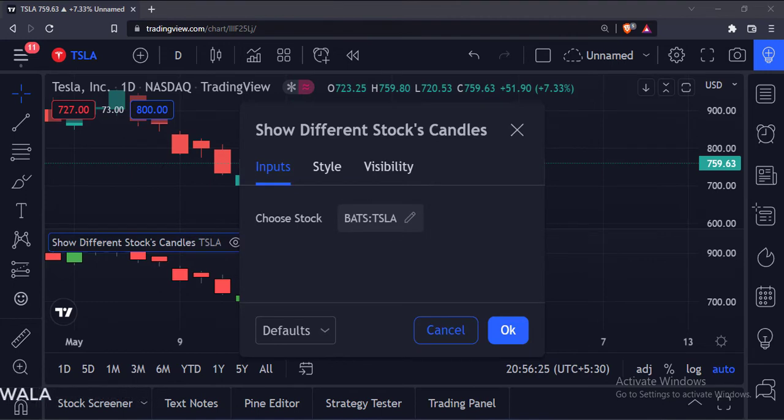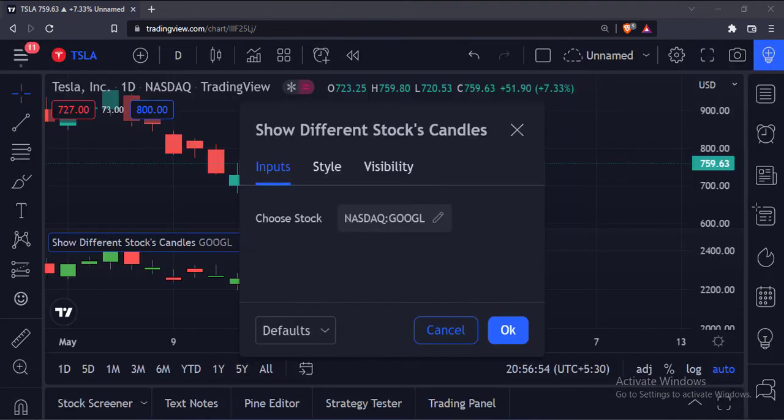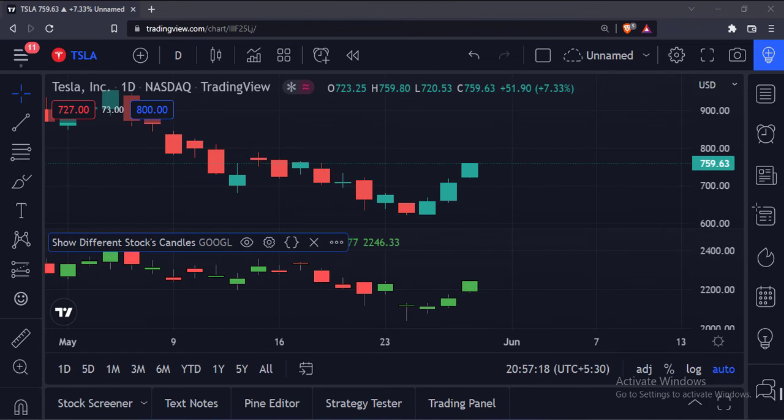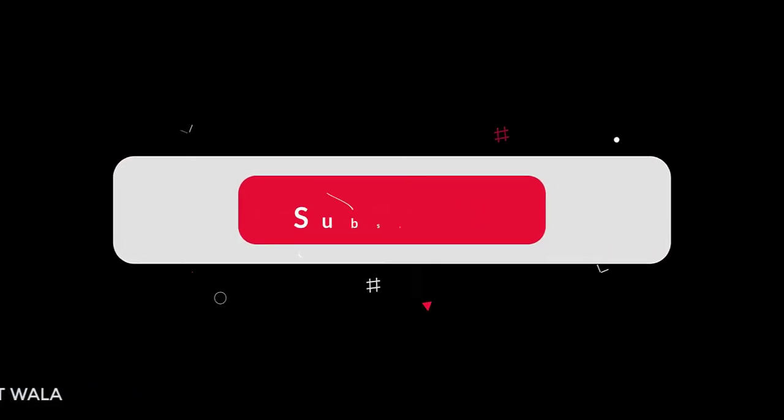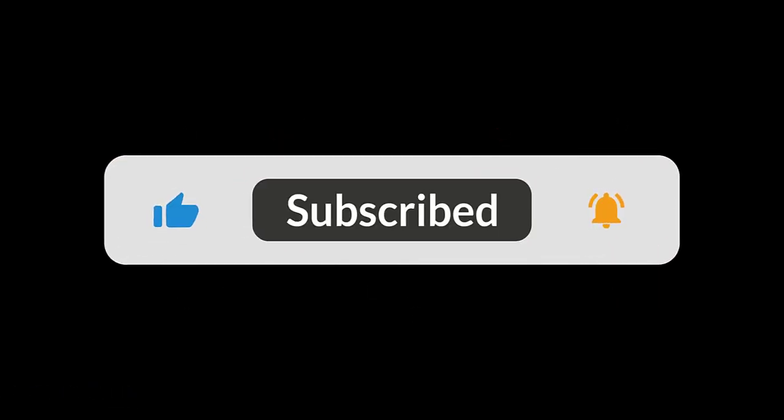Now, let's choose a different stock. As you can see, now we are seeing Google's candlestick chart, while being on the Tesla chart above. So that's it. That's how you can plot different stocks' candlesticks on the current chart.